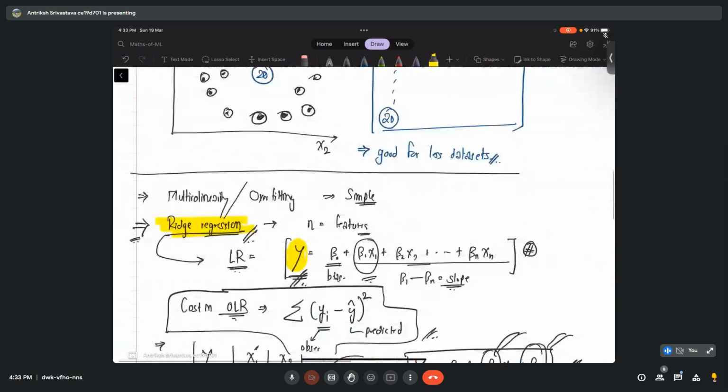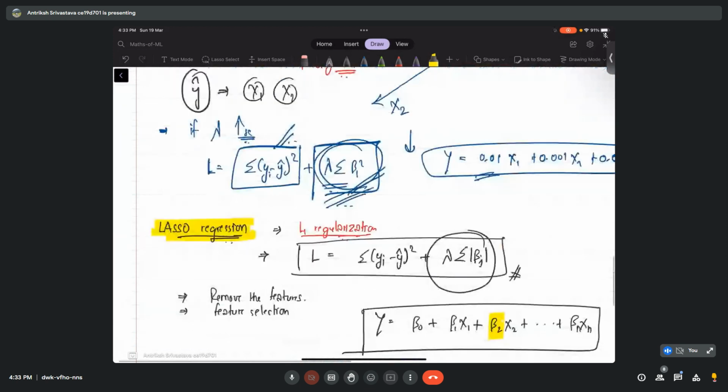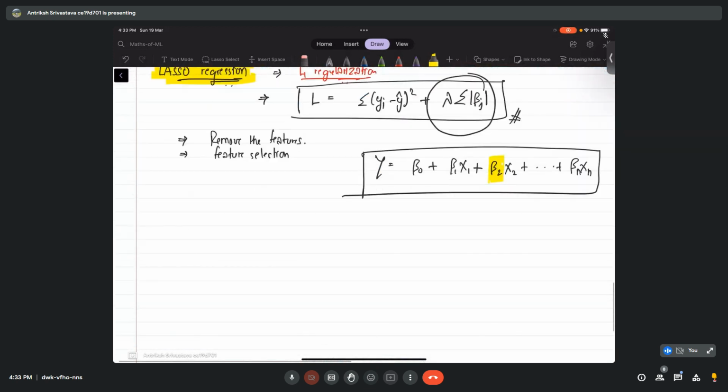What ridge regression can do is make the beta very small, but it cannot make it 0, whereas lasso regression can completely eliminate that feature from our regression equation. That's just something to keep in mind.